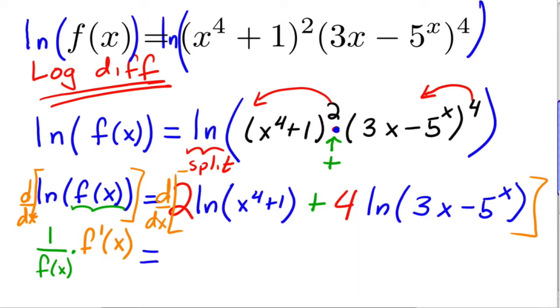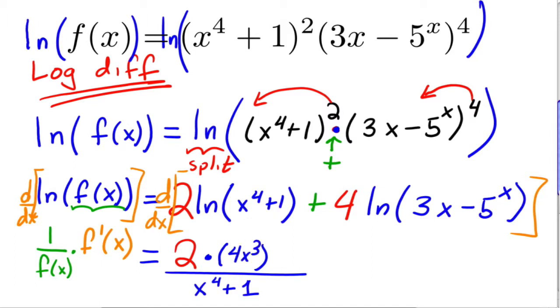Okay, so this is equal to then, here I'm going to have the number 2, and then the derivative of natural log of x to the fourth plus 1. Remember, the derivative of natural log is 1 over the inside, so 1 over x to the fourth plus 1, and then times the derivative of the inside of the natural log by the chain rule. So this would be 4x to the third.